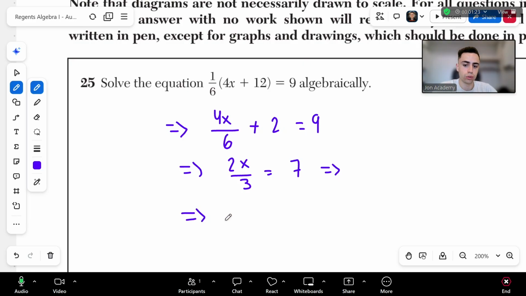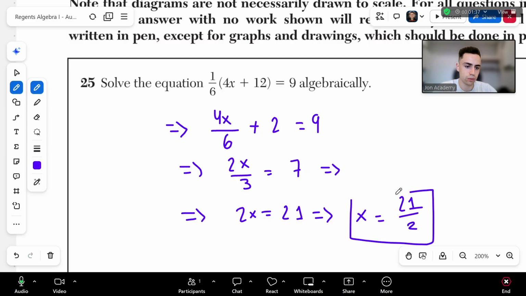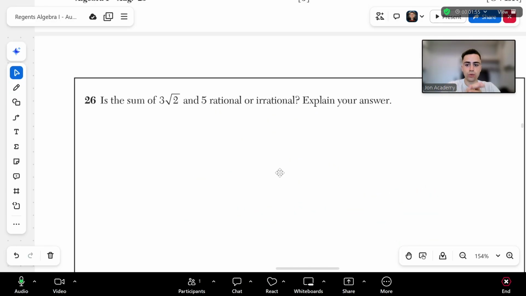Now we multiply both sides by 3, that's going to be 2x equals 21, and lastly x is going to be 21 divided by 2. We are dividing both sides by 2, so the final answer will be this one here. Let's jump into number 26.